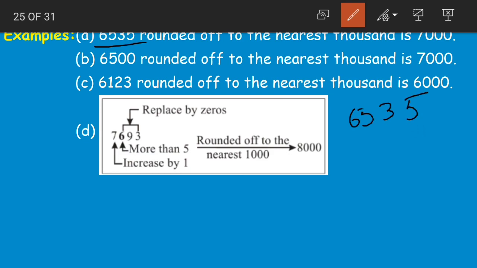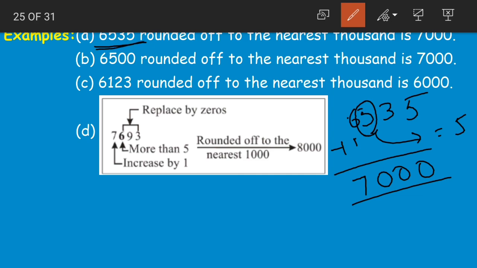See, here we have 6535. Now how to round off? We are rounding off to the thousands, so look at the digit in hundreds place. It is equal to 5. So we add 1 to the digit in thousands place. 6 plus 1 becomes 7, and all the remaining digits become 0. So 6535 is rounded off as 7000. It is a multiple of 1000, right?